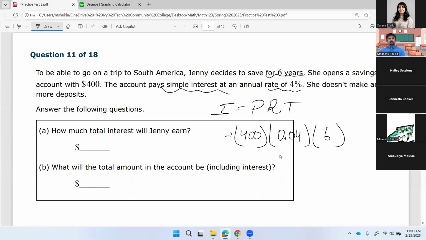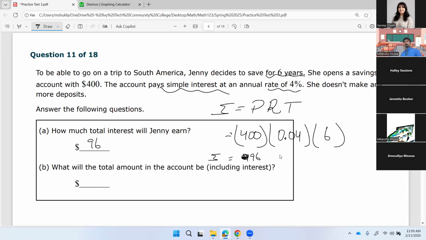Shoot. Jenny, you need a better savings plan. $496 is not her interest. I'm sorry. Her interest is $96. So how much total interest? $96. That seems discouraging, and it should. And it should be discouraging to you. Be smart with your money. Okay. Put it in a higher yield, put it in a compounded interest account. All right.